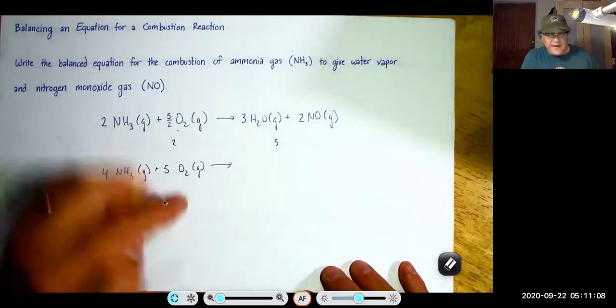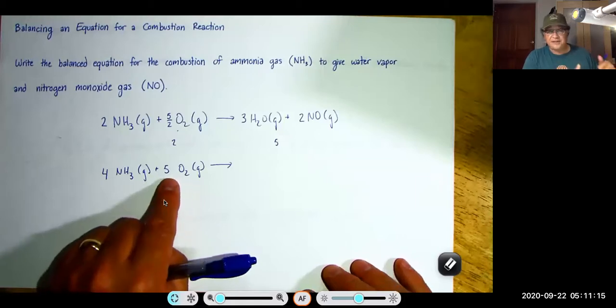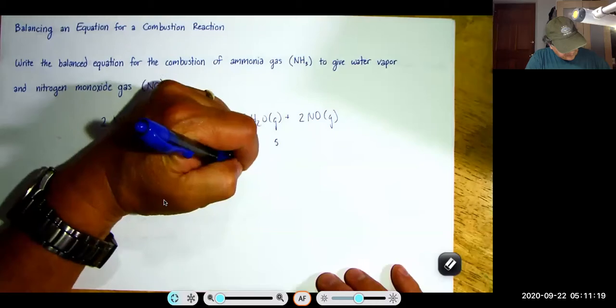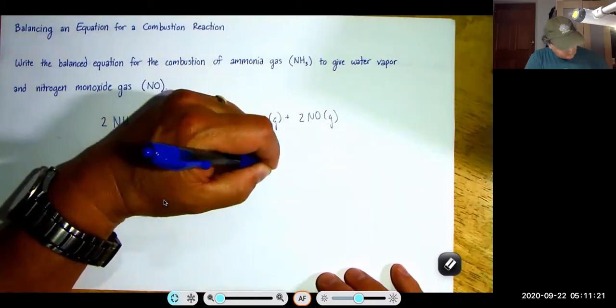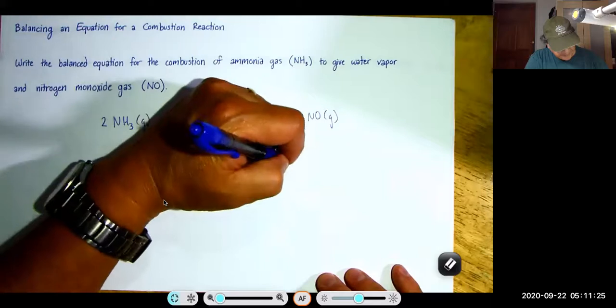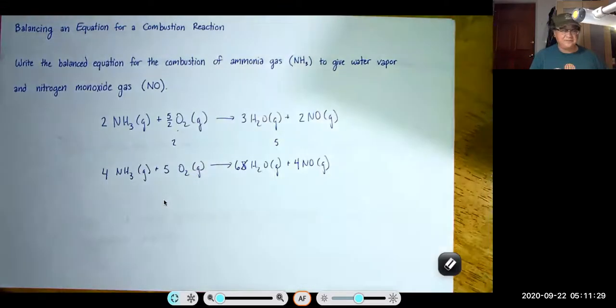You always want to leave a nice space between your coefficient and your oxygen so that you don't think they're combined together into a number. Oops, that shouldn't be 3. I need to double it, so that's 6. And there's your answer.